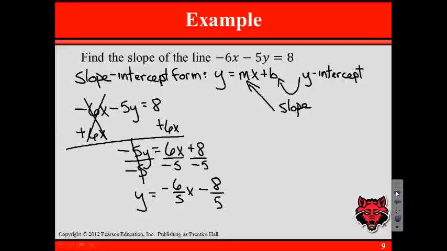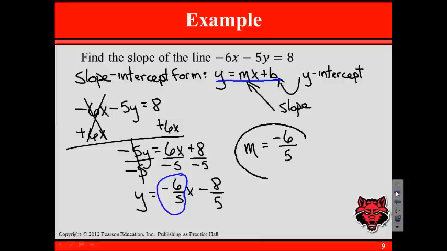Now what we have done is we have solved for y. And so matching our equation with slope-intercept form, which we wrote at the top of the page, in place of m, we have -6/5. So we can say that m equals -6/5. And remember, m is the slope. So we've now found the slope of the equation without doing too much work.